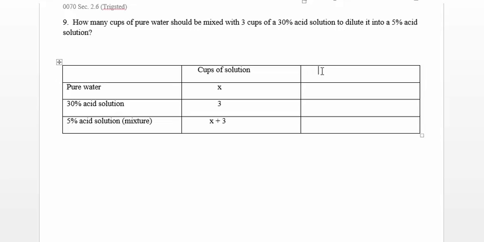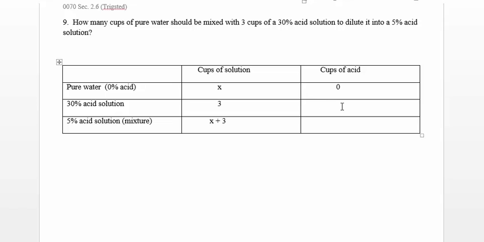Now another thing we're interested in are the cups of acid that are in each of these solutions. I'm referring to water even as a solution. If I have pure water, I'm assuming that that has 0% acidity. So that's the thing to keep in mind. Pure water is 0% acid. That's kind of an unstated fact in this type of problem. So pure water has 0 cups of acid in it.